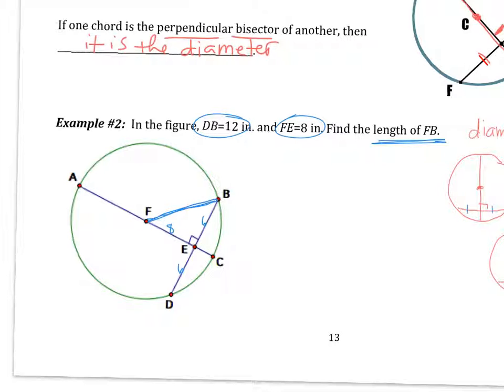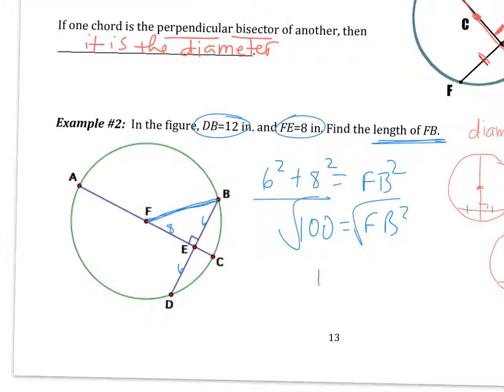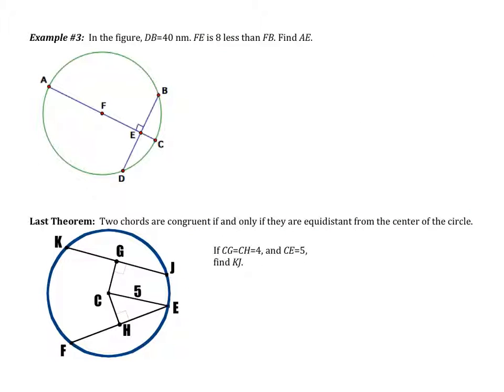Pythagorean theorem. Go. See what you get. So if you didn't get it, you should have had 6 squared plus 8 squared is equal to FB squared. This all adds up to be 100. Okay, take the square root, and FB equals 10. So it works. Okay? Page 2.